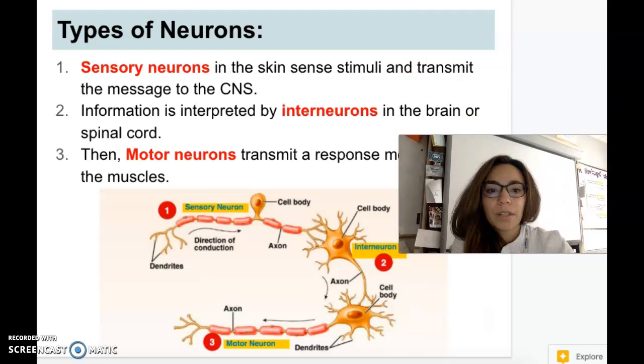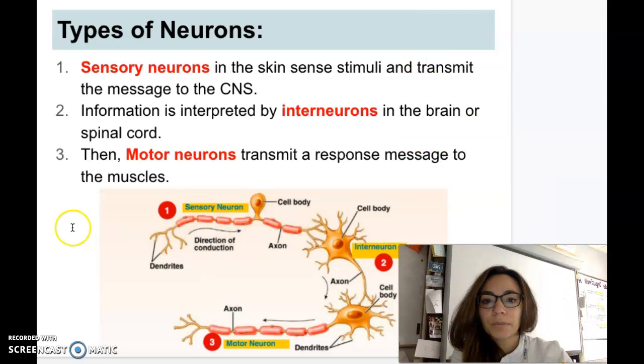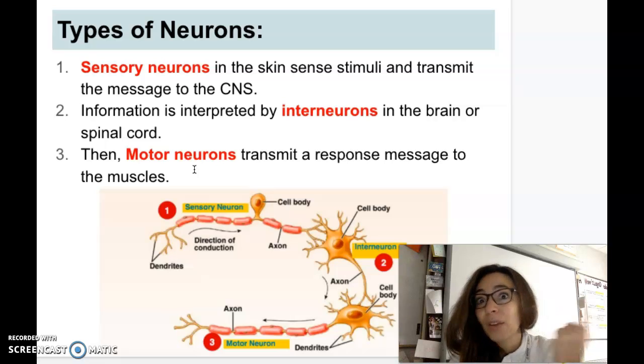There are several different types of neurons, especially when we talk about interneurons in the brain. We're not going to go over them, but there are many different types of interneurons in the brain that have different jobs. But we're going to just focus on these three for this class. So there are sensory neurons, which I'm sure you can guess are in your senses. Those are the neurons responsible for collecting information from the environment and transmitting that information to the central nervous system. The information is then interpreted by interneurons in the brain. Remember, those are making the decisions, and the spinal cord.